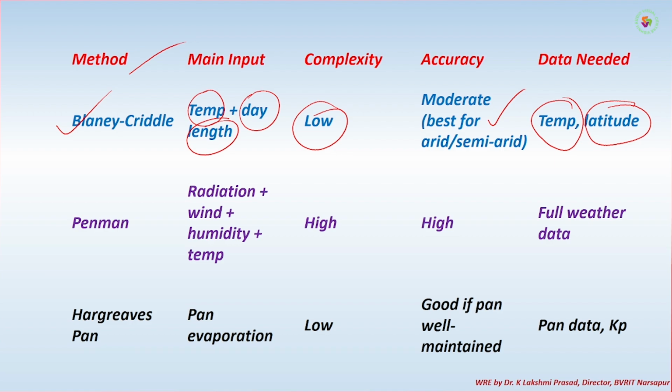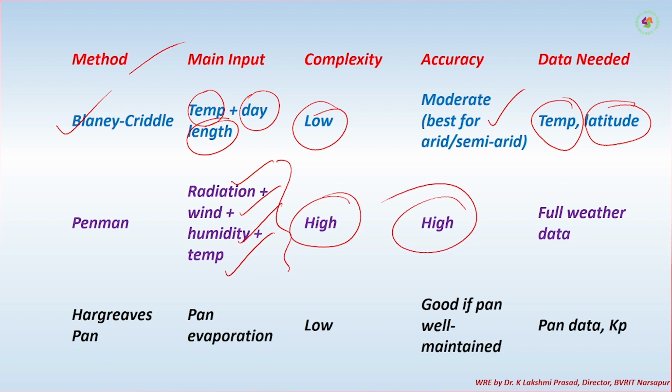Coming to Penman's method, the factors are radiation, wind, humidity and temperature. Complexity is high. The more factors you take into the equation, the more complex it becomes. But accuracy is very, very high. And naturally, the data we require is full weather data, in the sense of complete data for Penman's method.